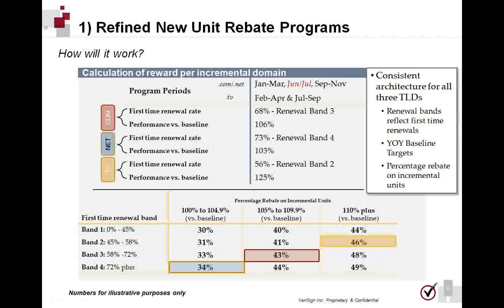So I know that this is quite different than what you have experienced before with our new unit programs, but we really do think that this does provide you with the tools and the incentives to think about how to grow your business incrementally across .com, .net, and .tv, as well as giving you the incentive to really focus on first-time renewals so that we can collectively think of how we can increase the first-time renewal rate overall.